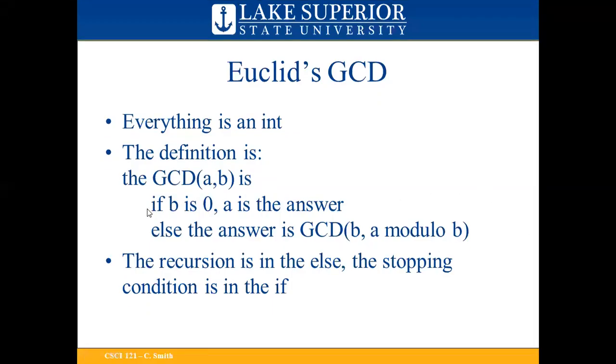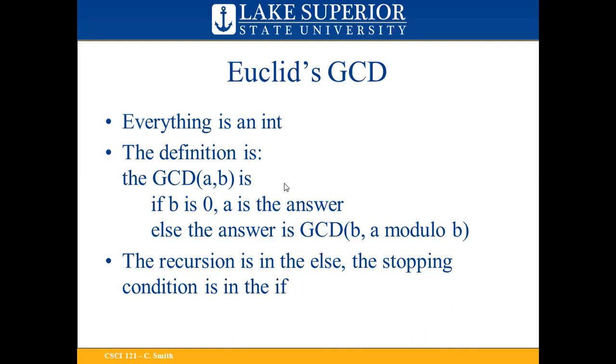Okay, so if B is equal to 0, then A is returned as the answer. Else, the answer that gets returned is calling GCD again, putting B as the first parameter, and A modulo B as the second parameter. Notice that A was the first, B was the second, and now B is the first and A modulo B is the second. A modulo B is guaranteed to be B or less. That's the way modulo works, right? It's the remainder. Now the recursion is in the else, and the stopping condition is in the if.